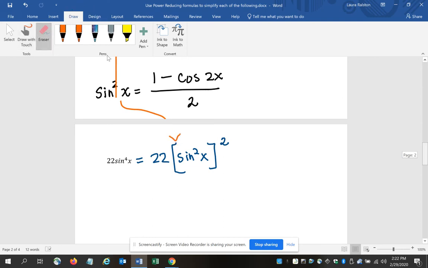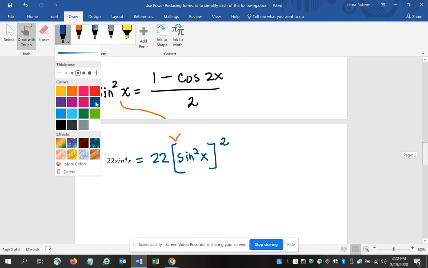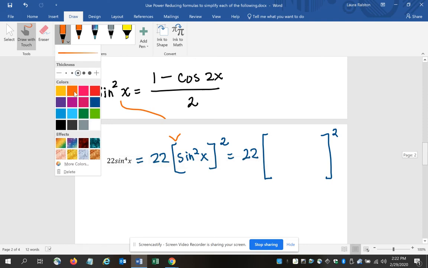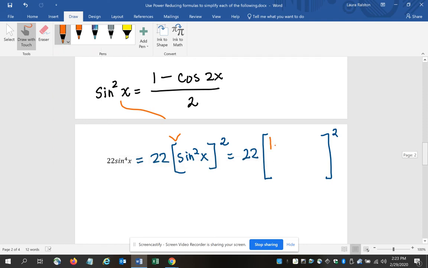So we're going to first do our direct substitution. And again, I'm trying to color code it for you guys. So we would have 22 times, and in place of sine squared x, I'm going to put my power reducing formula, 1 minus the cosine of 2 times the variable. The variable happens to be plain old x, all over 2.